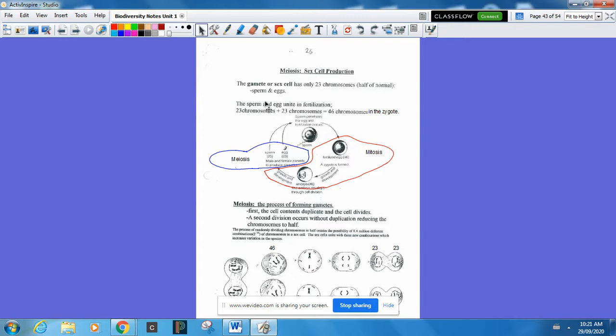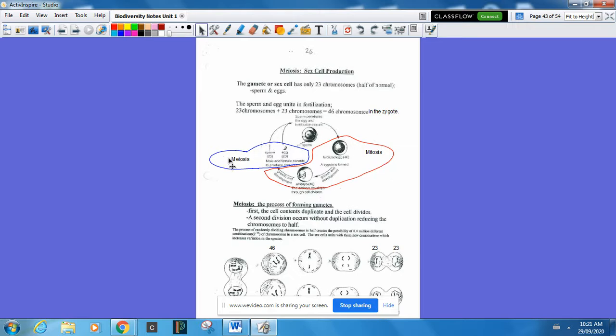And then looking at meiosis, this is where it makes sex cells. The fancy word for sex cell is a gamete. Okay, and it has half the number of chromosomes compared to the body cell. So if there was an organism with 14 chromosomes in its body cell, its sex cell would have 7. Likewise, if you found an organism with 21 chromosomes in its sex cells, the body cell would have 42.